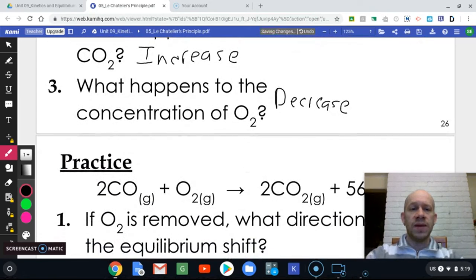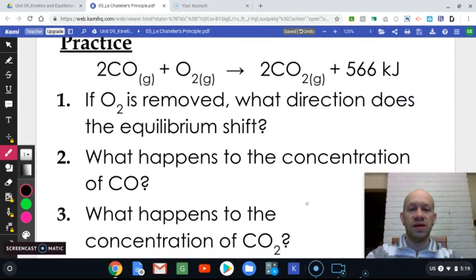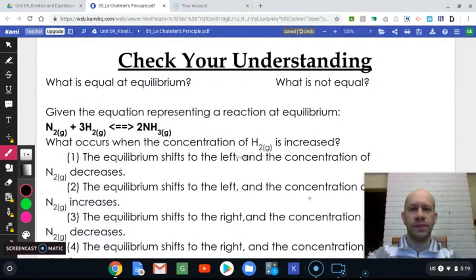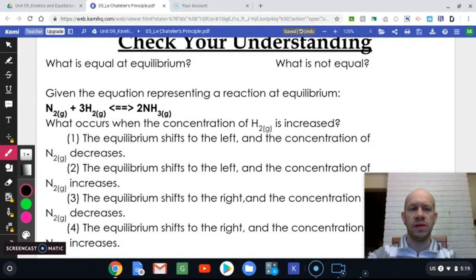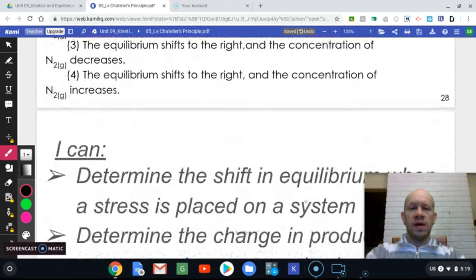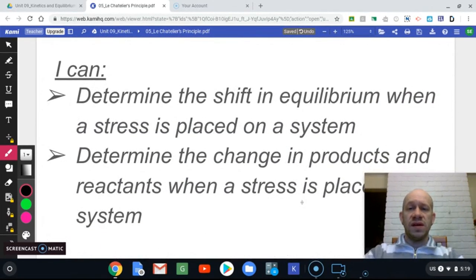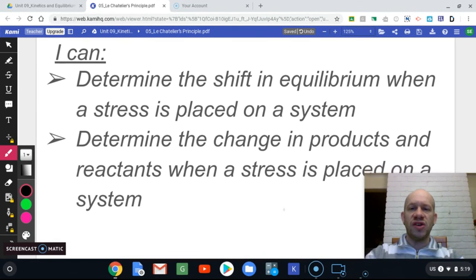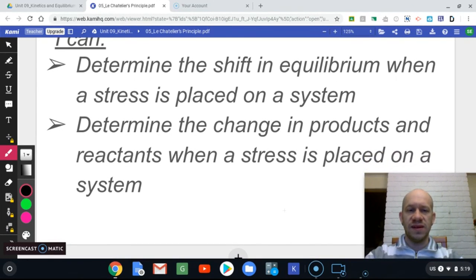Okay, now practice. You try these on your own, and I will go over them in class. And check your understanding. And now I can determine the shift in equilibrium when a stress is placed on a system, and I can determine the change in products and reactants when a stress is placed on a system.